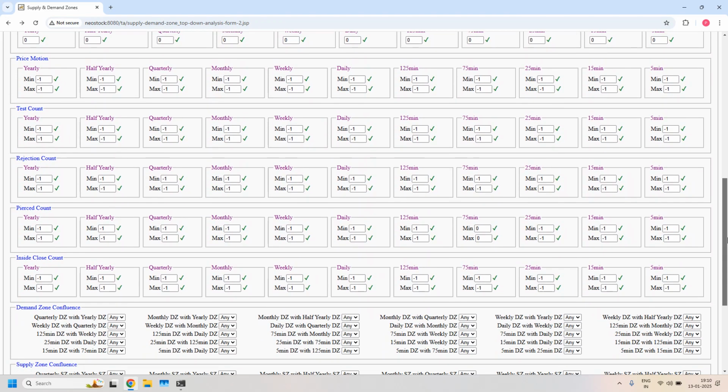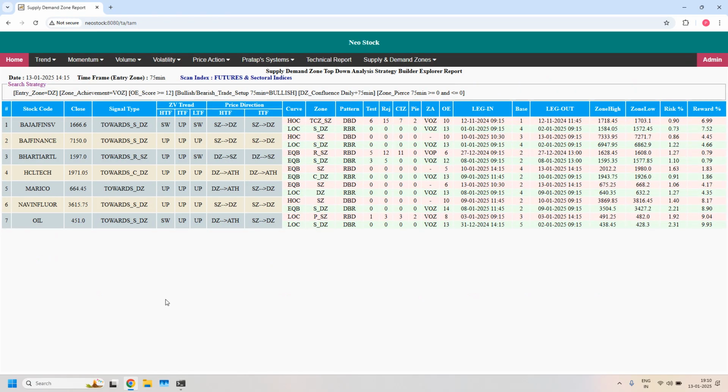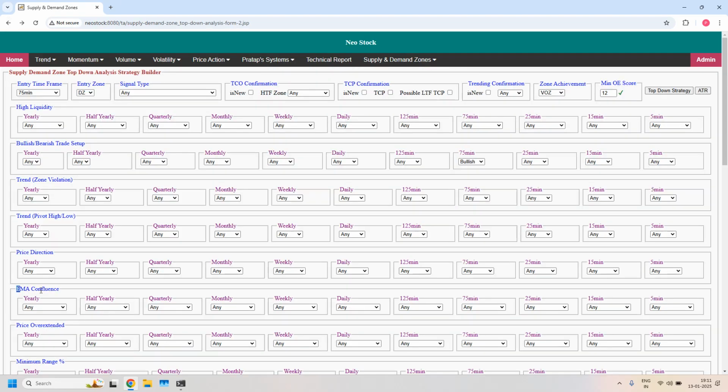That is 75 minutes demand zone with daily demand zone confluence. The filter is enabled. With this filter, all 7 stocks are still filtered. That means in all these 7 stocks, these 75 minutes demand zones are part of the daily demand zone, and the daily trend is up in all these stocks. That is the ITF trend. So let us verify daily demand zone with daily EMA confluence.